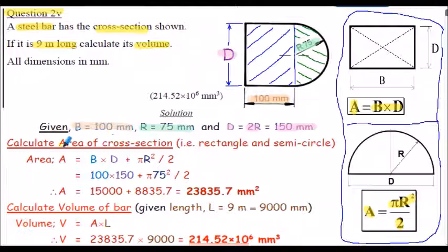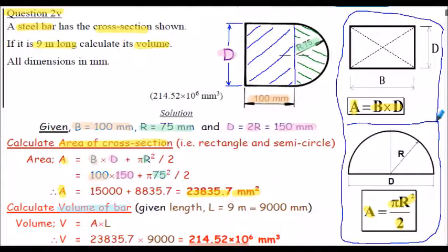So we can calculate the area of the cross section A here. Inserting the values, we know B is 100, we know D from above is 150 millimeters, and we know the radius R is 75 millimeters, that's given in the question. Evaluating, the area of the cross section is 23,835.7 millimeters squared.